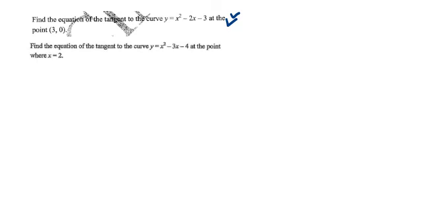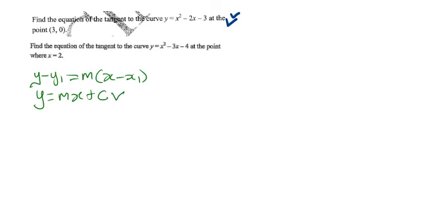Now, in finding the equation, what you have to understand is that the formula we use is y minus y1 equals m open bracket x minus x1, and any equation must be in the form y equals mx plus c. So we can use either this one or that one in order to come up with the equation of the tangent. But in this video, we are going to be using y minus y1 equals m open bracket x minus x1.